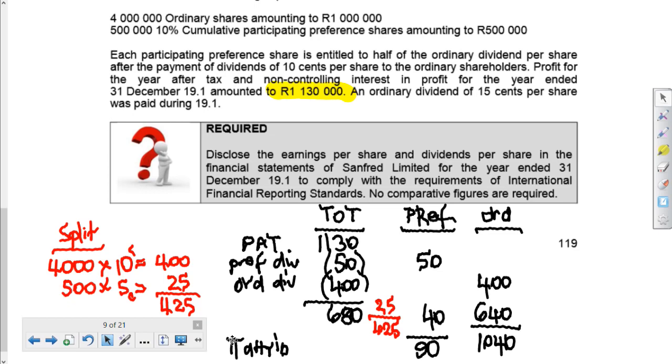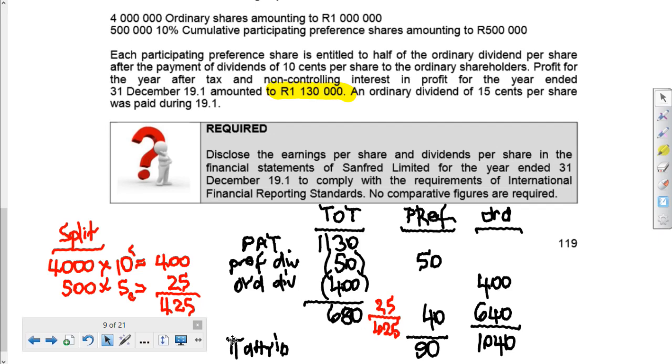So we started with profits of 1130. Then the cumulative pref must get their dividend because it's cumulative. So he gets his dividend first. Even if it wasn't cumulative, because we put in an ordinary dividend, he would have got his dividend first. His dividend is 10% of 500,000 Rand. It's 50. So 50 goes to him. Then they say that after that, the ordinary shareholder must get a dividend too. So he gets 10 cents a share. It's 400. It leaves us with 680.